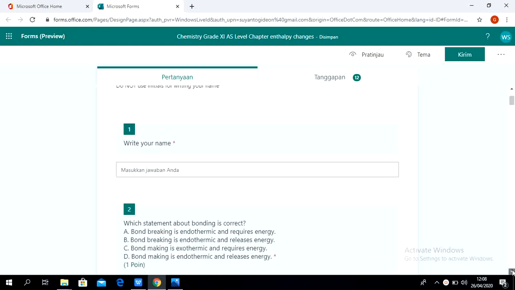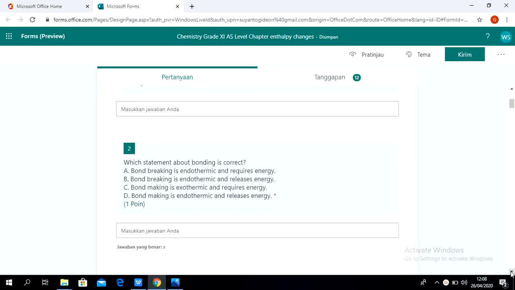Now let's see the first question. Which statement about bonding is correct? The bonding which is correct is bond breaking is endothermic and requires energy. Why is it like that? It's similar to when we break something. When we break an object, we must give energy to the object. So the object gains energy and it requires energy.